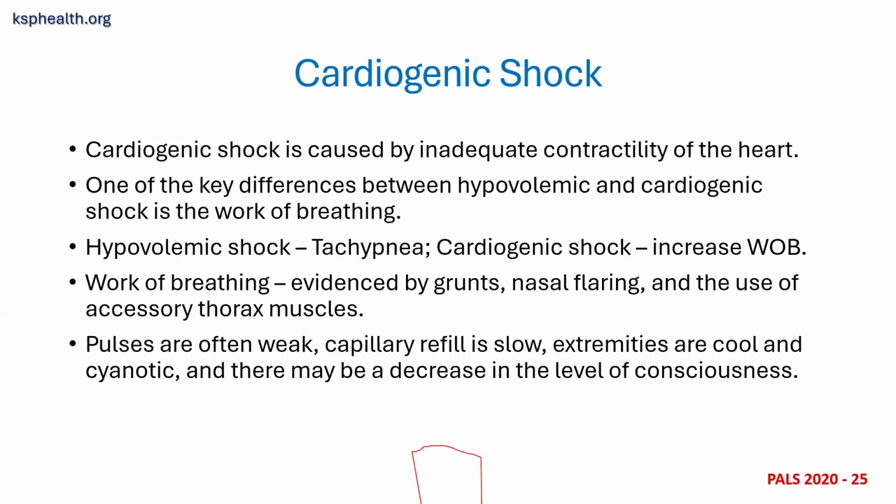Third category of shock is cardiogenic shock. It's caused by inadequate contractility of the heart. One of the key differences between hypovolemic and cardiogenic shock is the work of breathing. In hypovolemic shock, there will be tachypnea. In cardiogenic shock, there is increased work of breathing, the reason being that the lungs are loaded with fluid. So these patients will have grunting, nasal flaring, and use of accessory thoracic muscles. Pulses are often weak, capillary refill is slow, the extremities are cool and cyanotic, and there may be a decrease in the level of consciousness.